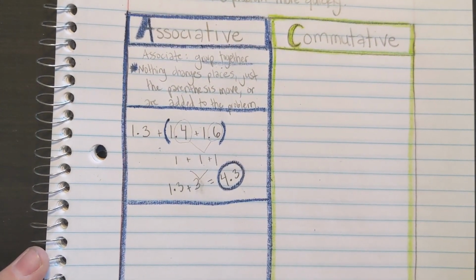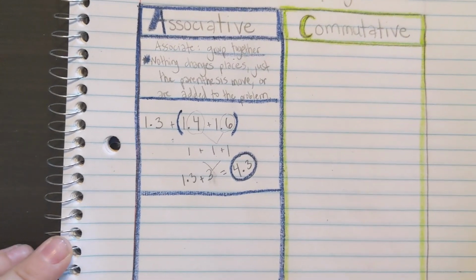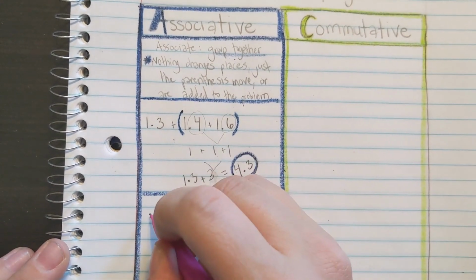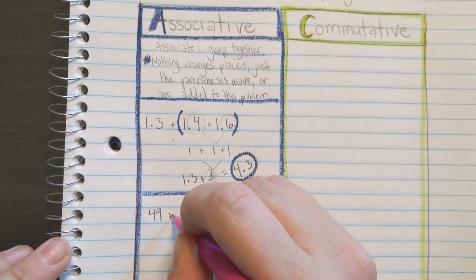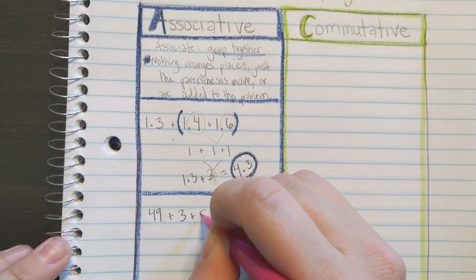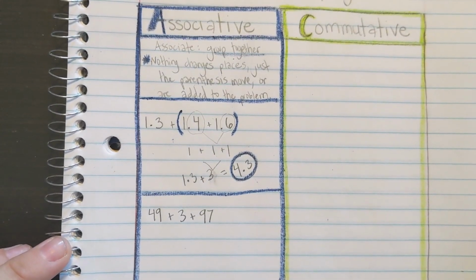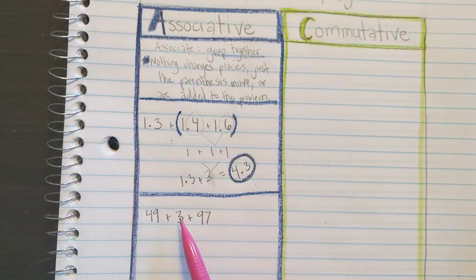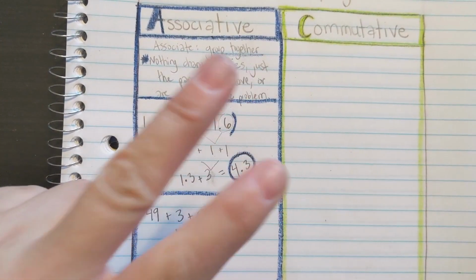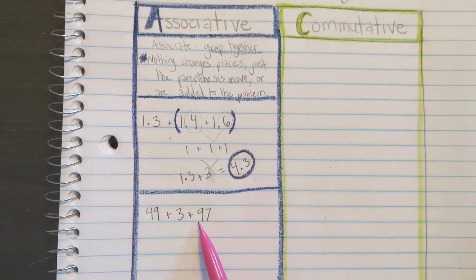This time I'm going to use, well, let's just do whole numbers again. You ready? Okay. 49 plus 3 plus 97. That's my problem. Now I could do 49 plus 3 is 50, 51, 52, and then I could stack that up and do 52 plus 97.